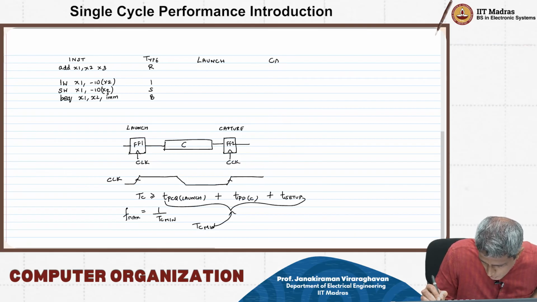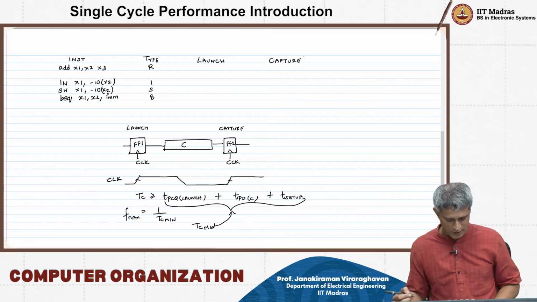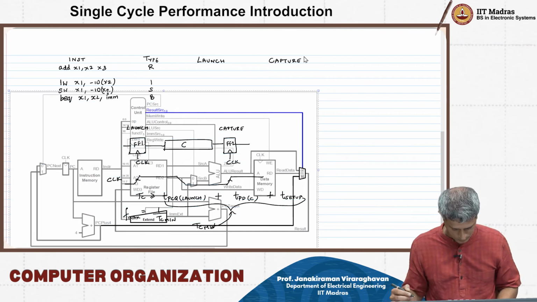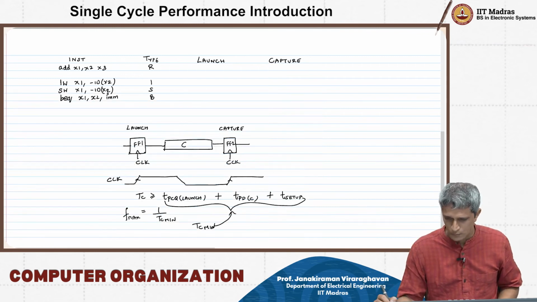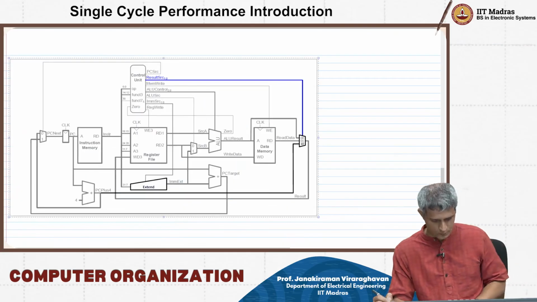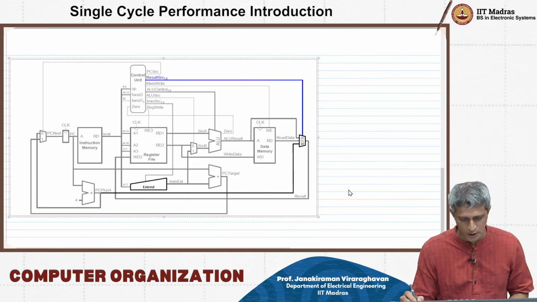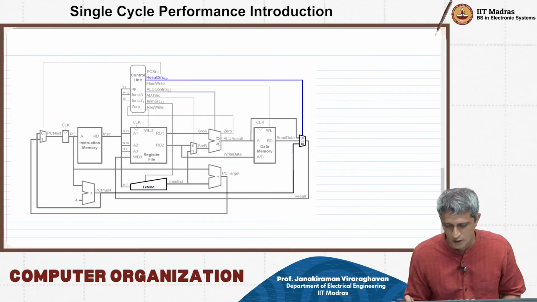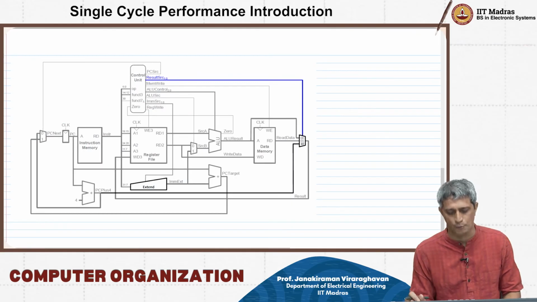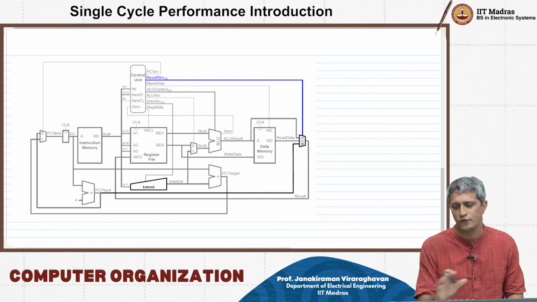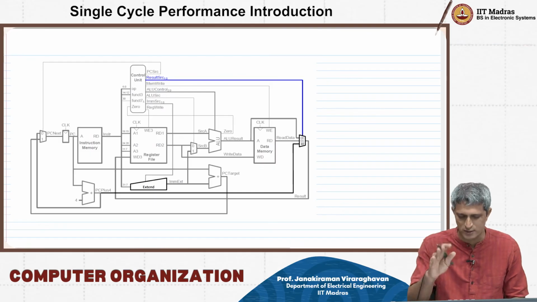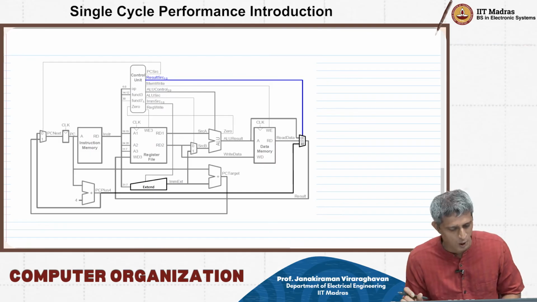Launch and capture. Okay, I'm going to put this here. This is the diagram that we constructed earlier for the single cycle processor, and we are going to use this for analysis. This blue line here doesn't mean anything. This result source, it's just the last diagram that I have taken out of there.